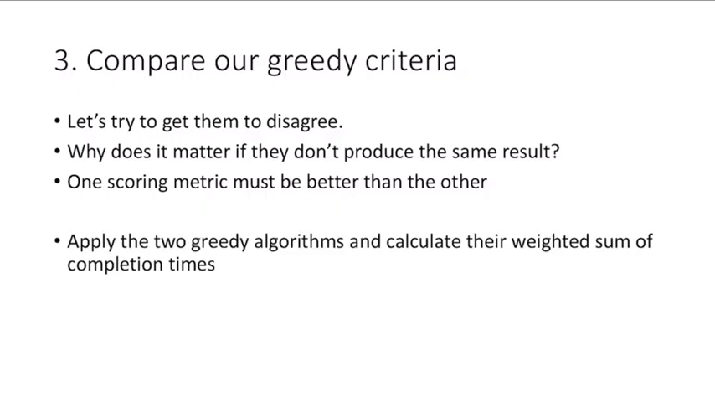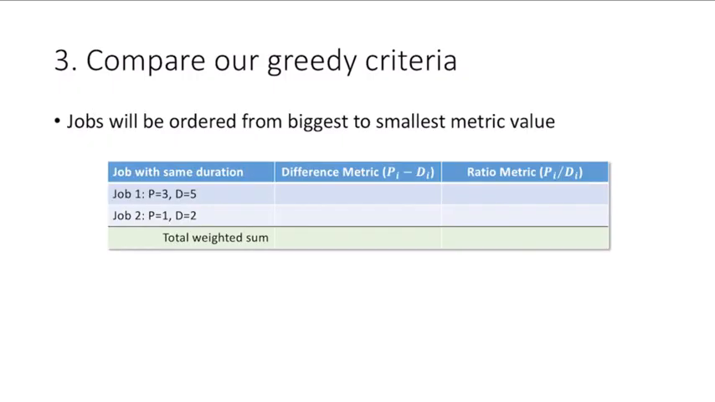So what we're going to do is apply the two greedy algorithms and calculate their weighted sum of completion times, but this time for some jobs that differ in both the duration and the priority. So this is exercise question 4. And I'll break this video here so you can work on question 4, and then we'll come back and work through it together.